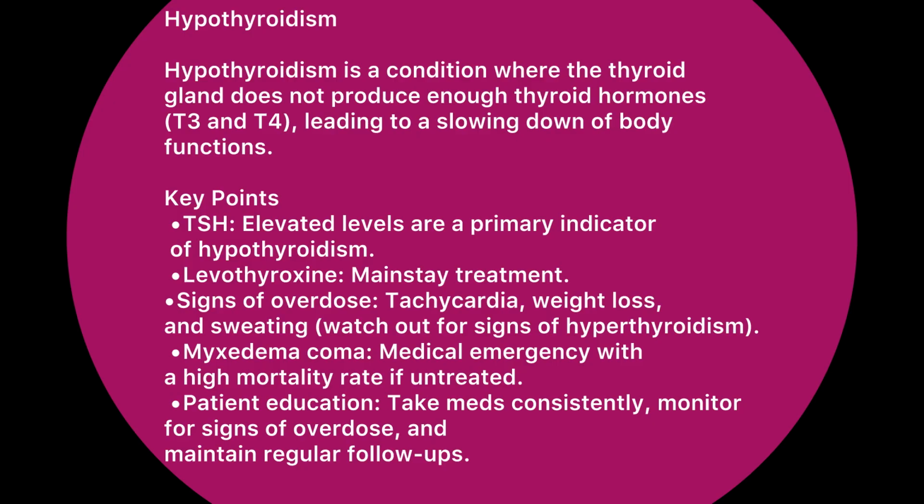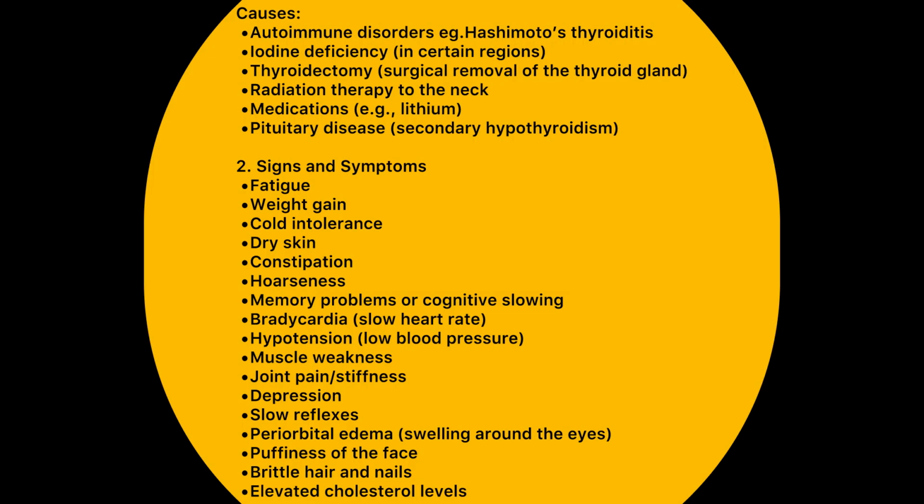Now here we go for next topic, that is hypothyroidism. In this condition, the thyroid gland does not produce enough amount of thyroid hormone, that is T3 and T4, leading to a slowing down of the body's functions, for example, slow metabolism. And the causative agents are like autoimmune disorders, iodine deficiency, thyroidectomy, radiation therapy to the neck, medications like lithium, pituitary disease like secondary hypothyroidism.